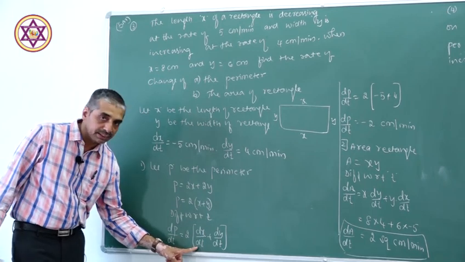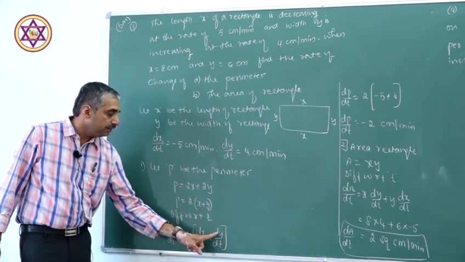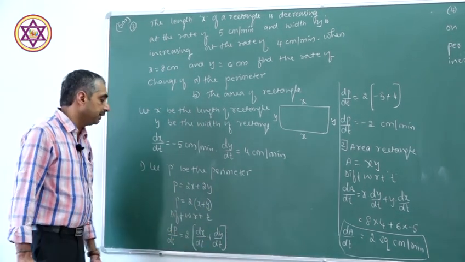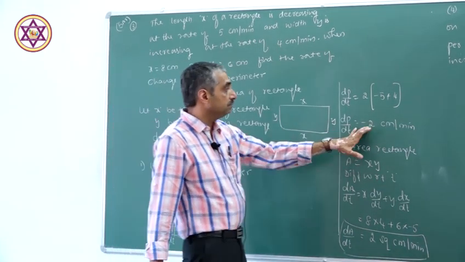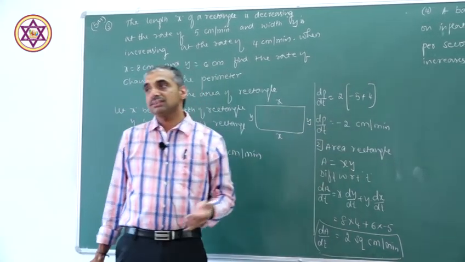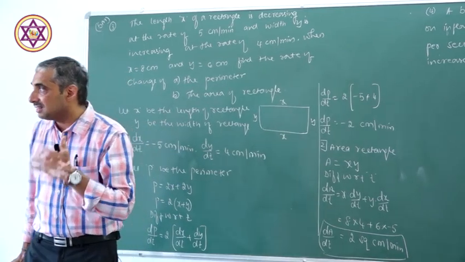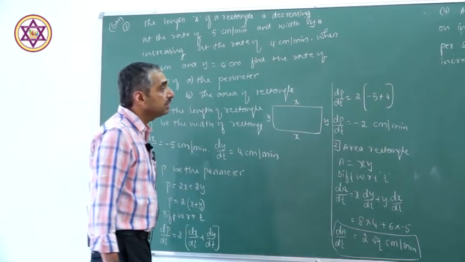Here it is x with respect to t, dx by dt, y with respect to t, that is dy by dt. So, we are substituting and we get minus 2. That means what? The negative sign shows that the perimeter decreases at the rate of 2 centimeter per minute.